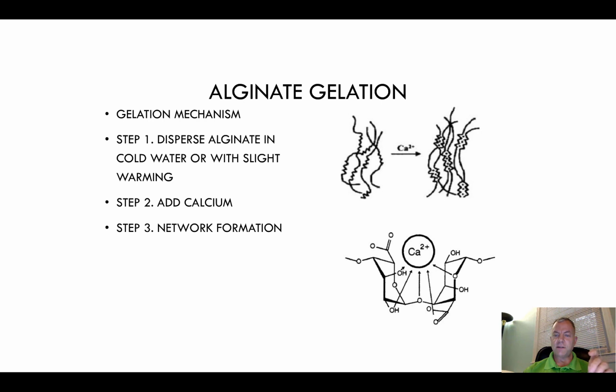What that allows us to do is to make an instant gel by doing the following. So we actually disperse the alginate material into water, and then we add a source of calcium. And when we do that, we make bridges, and those bridges immediately form gels. And depending on the strength of the concentration of the alginate and the calcium, we can make either very weak gels or very strong gels, but it happens instantaneously.